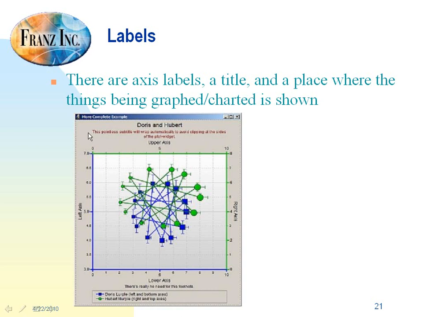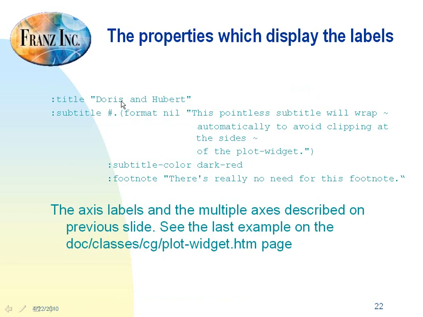And then the person who made this example didn't quite know what to say, so he says this pointless subtitle will wrap. Then we have labels on all the axes. Then we have another label here. Again, he didn't know what to say, so it says there's really no reason for this. And then we have this little box, which is a legend for identifying the contents. And I just wanted to show you a bit of that code.